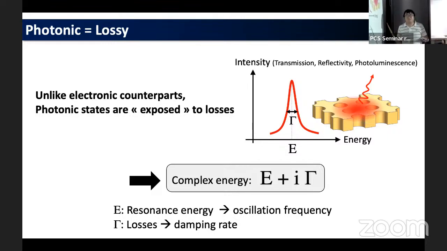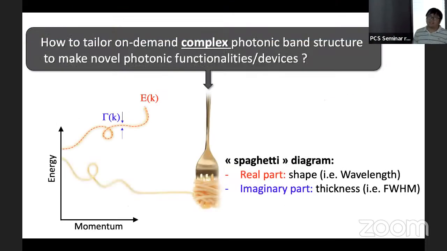In general, we would like to write the eigenvalue problem with a complex energy. Its real part is the oscillation frequency, and the imaginary part is the damping rate. So how do we situate this kind of complex energy? How do we distribute it on top of the band structure? This will be the main recipe of today.